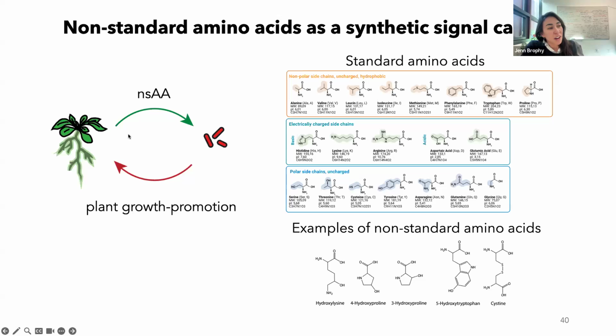So there are 20 amino acids that you can use to build proteins, but then there are, I think, close to 500 examples of non-standard amino acids. These are modified versions of the standard amino acids that are not typically used by organisms in order to create proteins. And we thought, if we can secrete one of these non-standard amino acids to a bacteria that's engineered to use it for production of a specific plant growth promoting phenotype, then maybe we can link plant growth promotion just to specific plants.